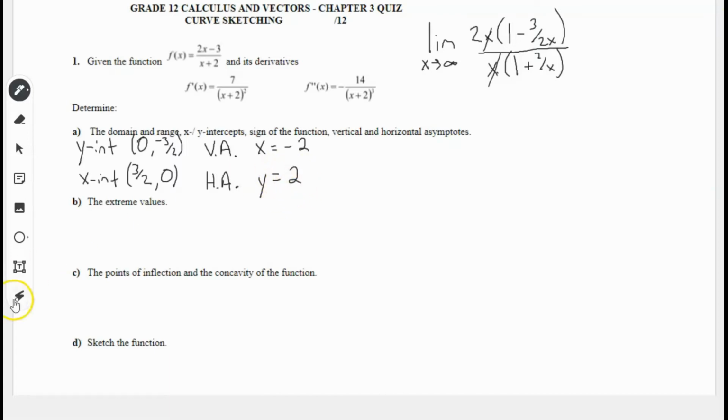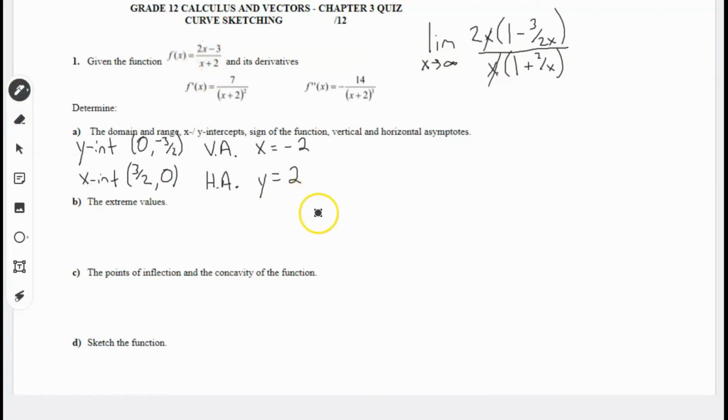You've probably done this enough by now, so you might be able to see right here, if you have the same order of x on the numerator and the denominator, you just take their coefficients and divide them. So you can probably do that without writing a whole bunch of limit steps, right? You have 2x and x, so 2 over 1, 2.